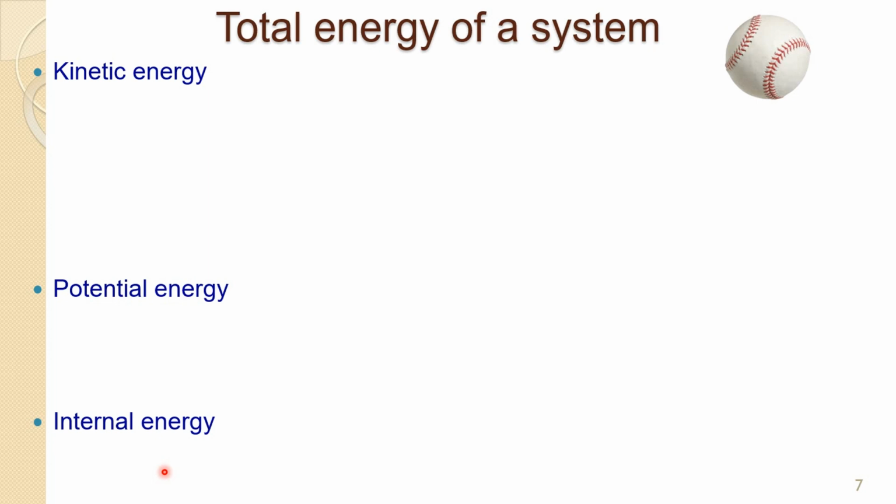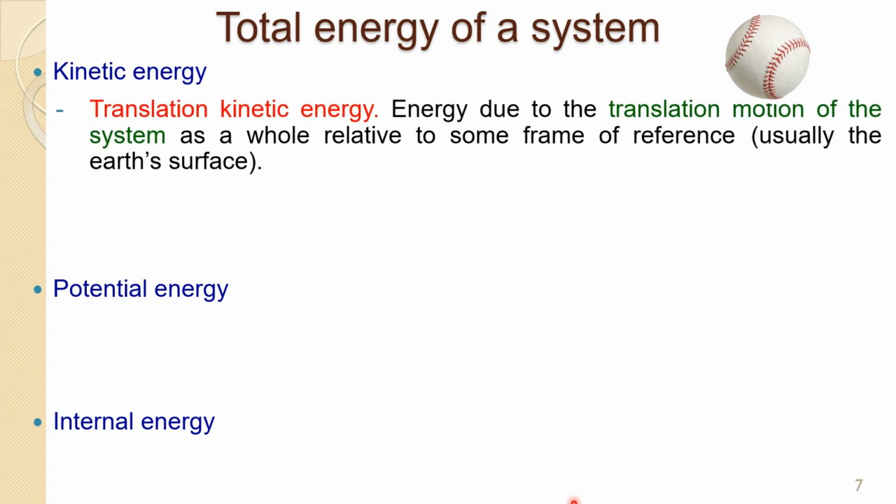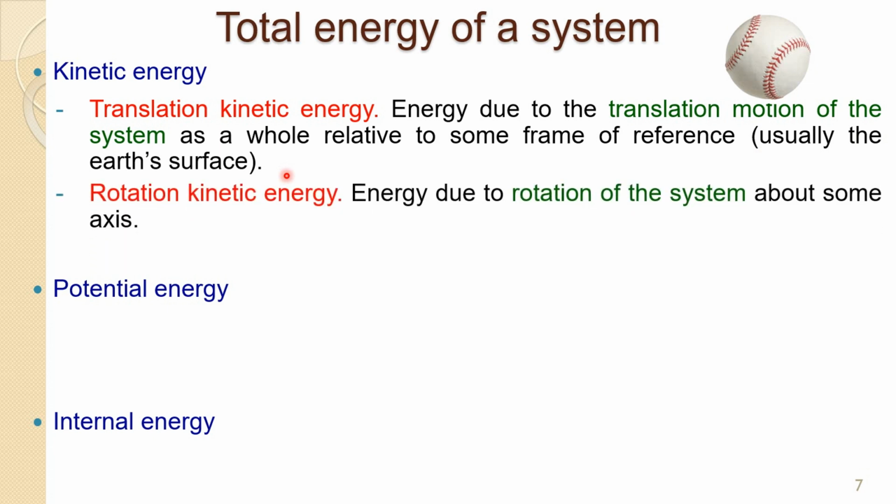Right. So now let's go to the total energy of the system. I'm sure you learned this in high school, but let's recap. The first one is kinetic energy. What is kinetic energy? Translational kinetic energy is energy due to the translational motion of the system as a whole relative to some frame of reference, usually the Earth's surface. So you have some standard point and you move it.